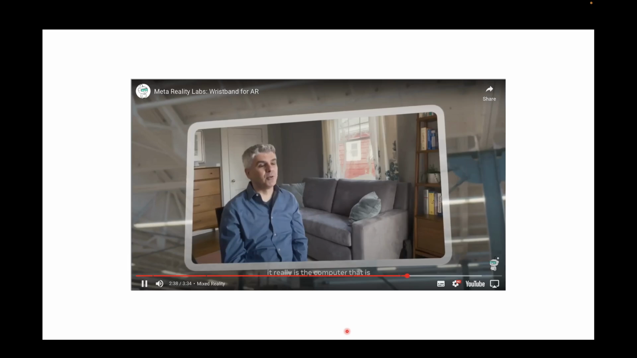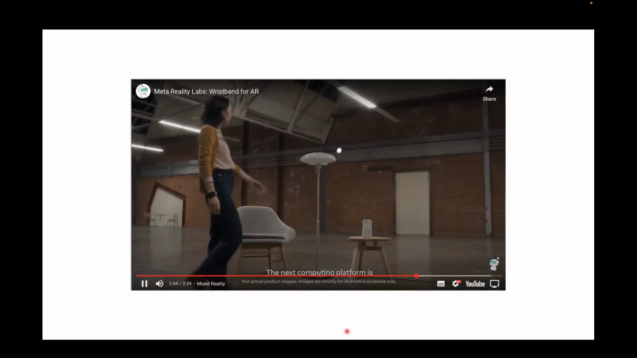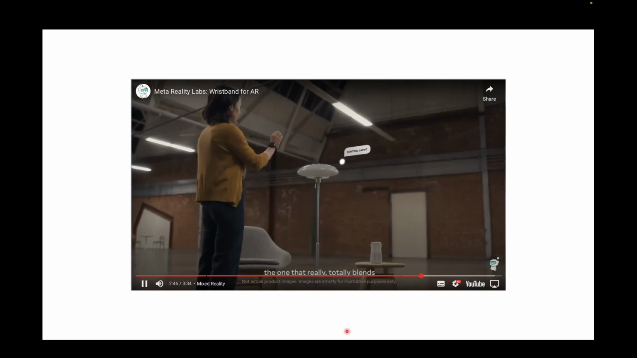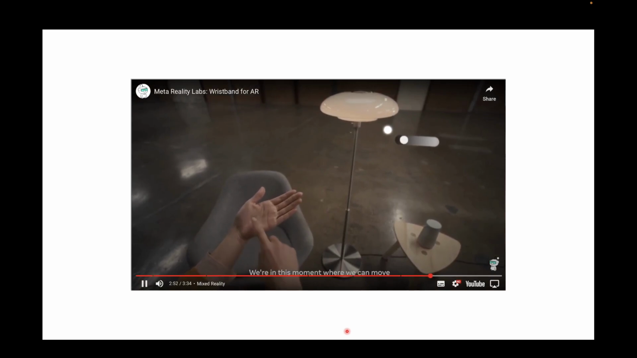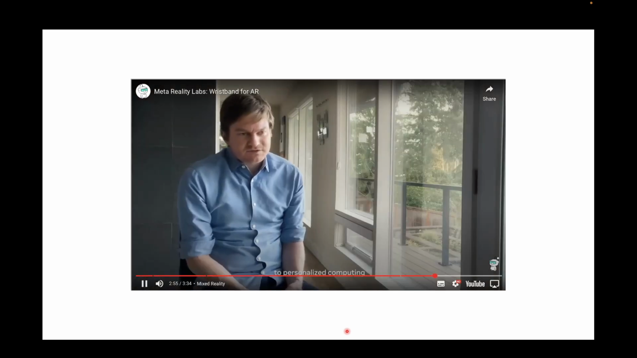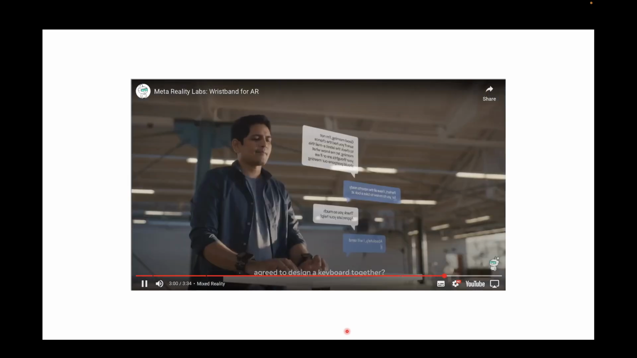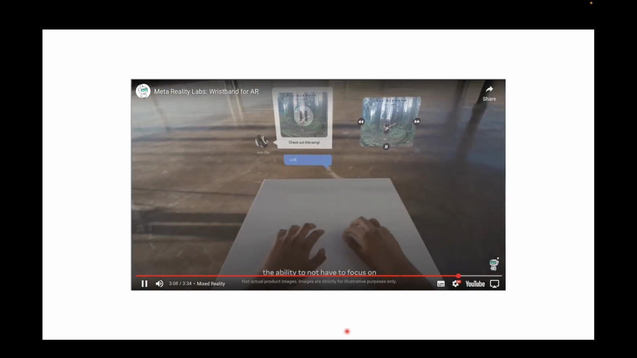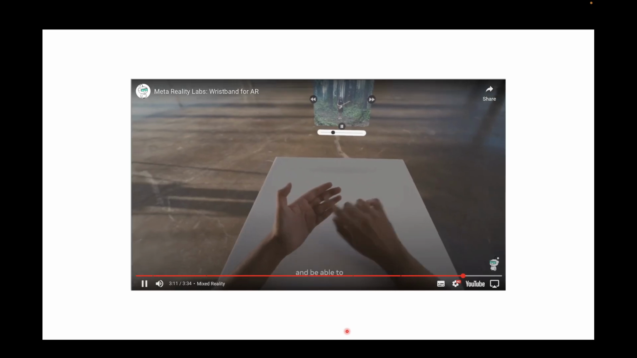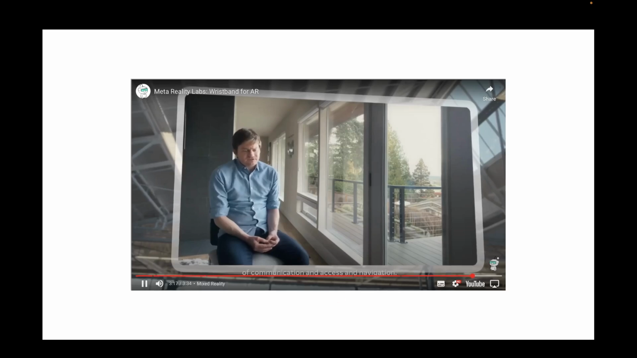That future really is the computer that is seamlessly integrated into your day-to-day life. The next computing platform is the mixed reality platform, the one that totally blends your virtual environment and your real environment in a seamless way. We're in this moment where we can move from personal computing to personalized computing. What if you and a computer agreed to design a keyboard together, and you type faster on it than anybody else in the world could type on your keyboard? I think what this enables is the ability to not have to focus on a computer or a phone, and still be able to interact with other people. It's going to open up a new generation of communication.